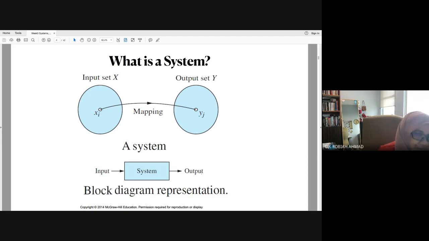The mapping is usually either one-to-one, one-to-many, or many-to-one. Maybe it is interconnected to one another, maybe it's directly one-to-one. It may be deterministic or probabilistic, with or without memory. Based on these aspects, systems are classified in several different ways, which we're going to look into in the next slide.